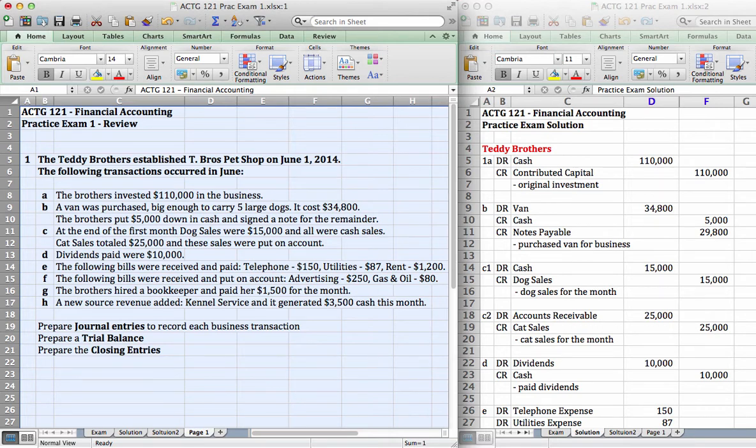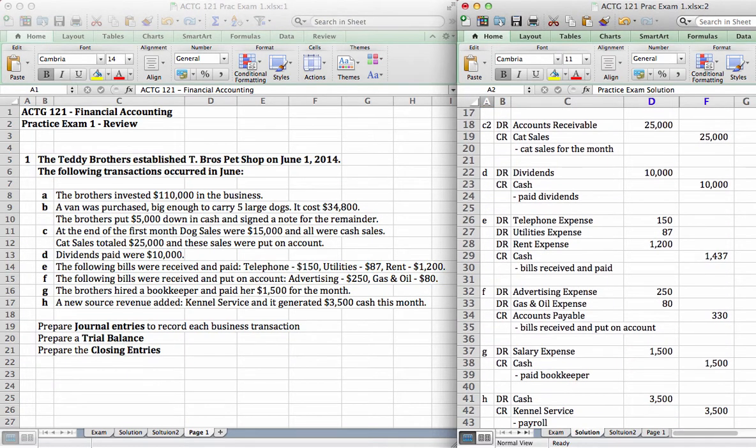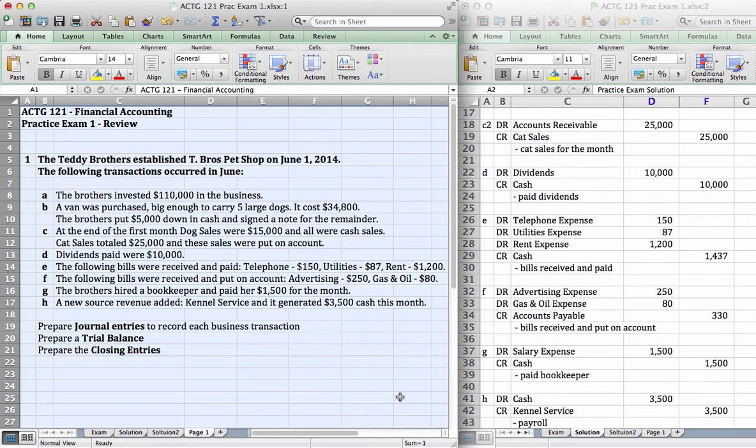D is about dividends. Dividends are contra equity. Contra equity increases with a debit. So here you can see debit to dividends and a credit to cash. If you key in on the word paid, then you'll know that that's always a credit to cash. That means cash is going out.